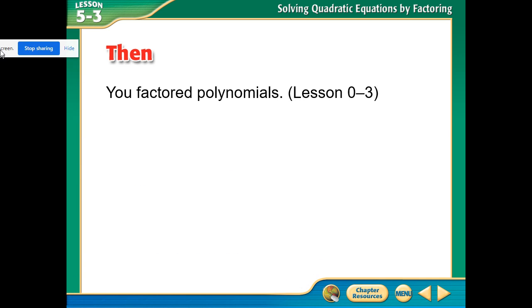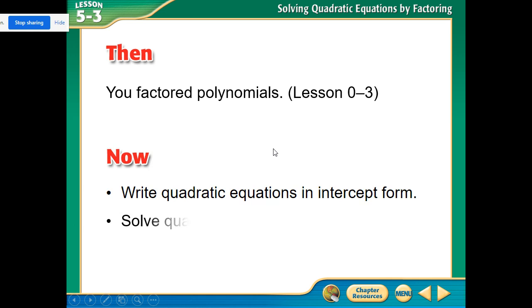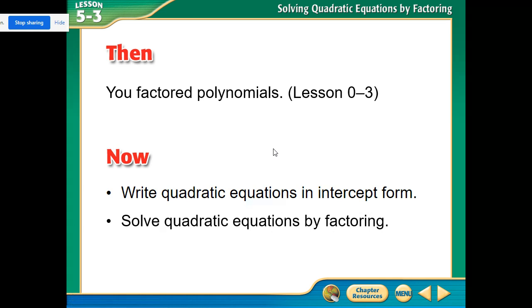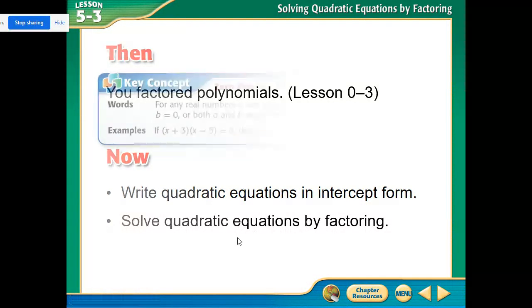All right, now that we've learned how to factor polynomials, or reviewed how to factor polynomials, we're going to go ahead and learn how to write quadratic equations and also solve quadratic equations by factoring. This will obviously add to our ability that we did while graphing, so we should be able to do it by factoring, and we will learn two other ways to solve quadratics also.